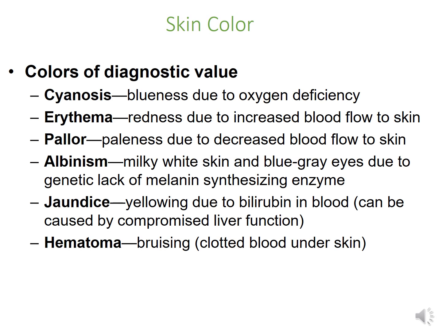Skin color. Colors of diagnostic value: cyanosis, blueness due to oxygen deficiency; erythema, redness due to increased blood flow to skin; pallor, paleness due to decreased blood flow to skin; albinism, milky white skin and blue-gray eyes due to a genetic lack of a melanin-synthesizing enzyme; jaundice, yellowing due to bilirubin in the blood, which can be caused by compromised liver function; hematoma, bruising, clotted blood under the skin.